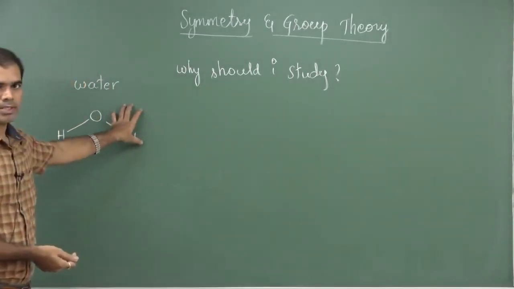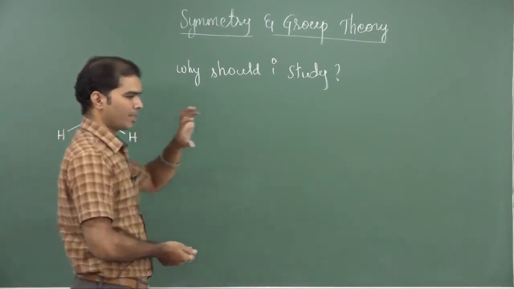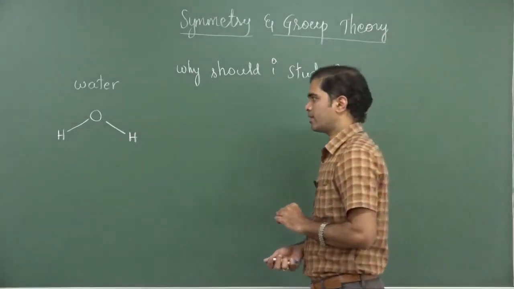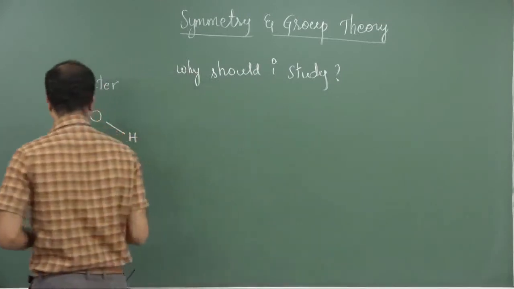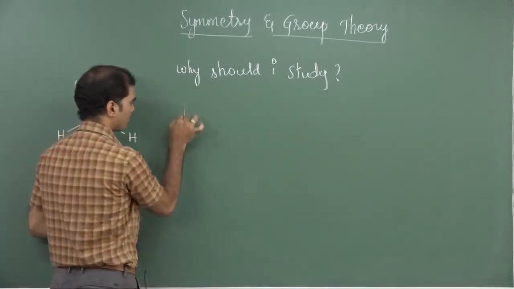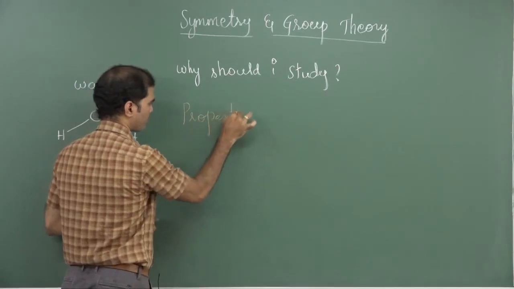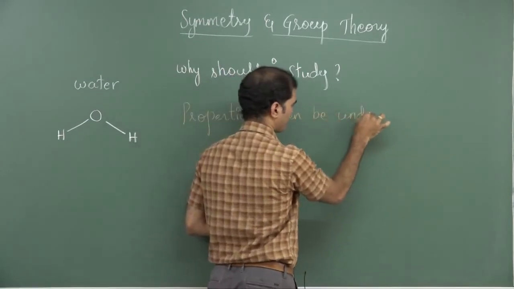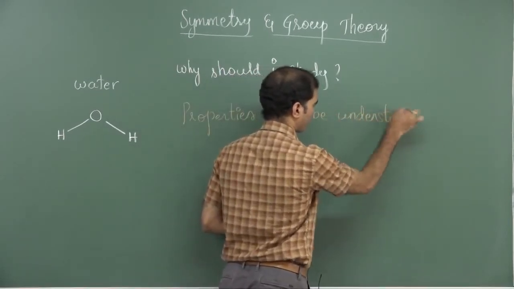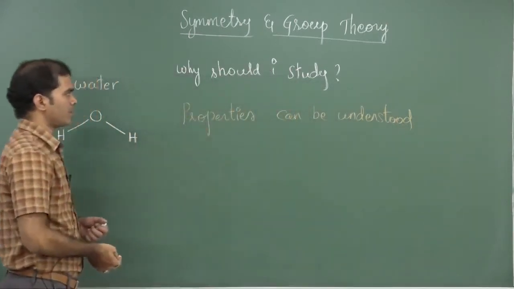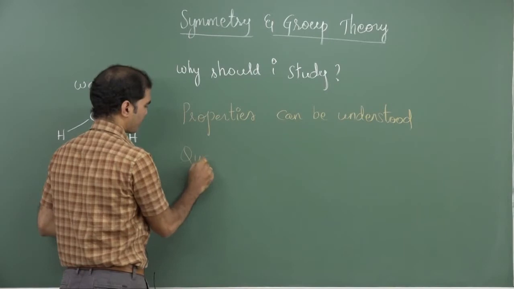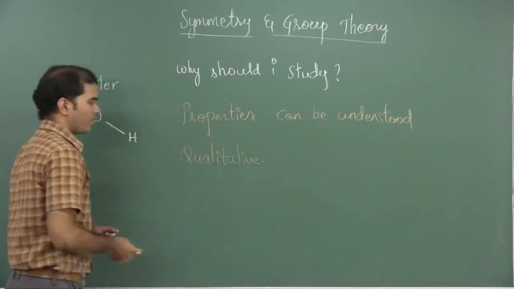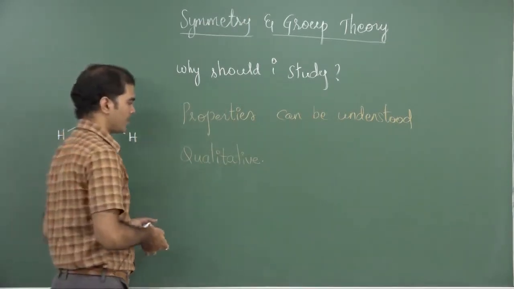once I study the symmetry of this water molecule, once I understand what is the pattern that is present in the given molecule, then I can understand some properties also. So the answer is, some properties can be understood. What kind of properties can be understood? So mostly these are qualitative, not quantitative.